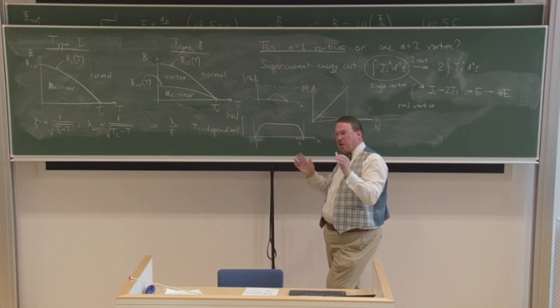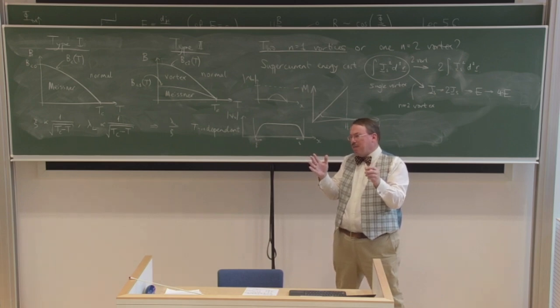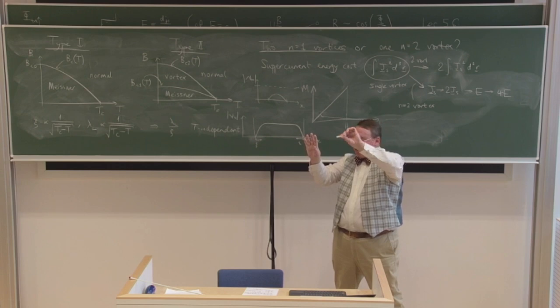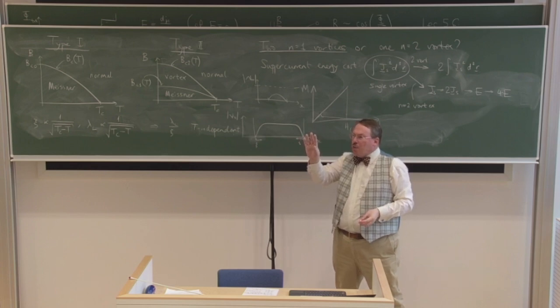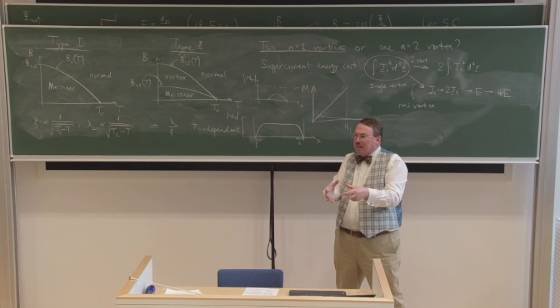If I have a sample that's smaller than the London penetration depth, then if I apply a field on both sides, it will decay somewhat into the sample and then recover before it ever goes to zero. So what that's telling you is that the sample is now not large enough to run all of the supercurrents it would need to fully expel the field. There's just not enough space in the sample to carry those supercurrents.